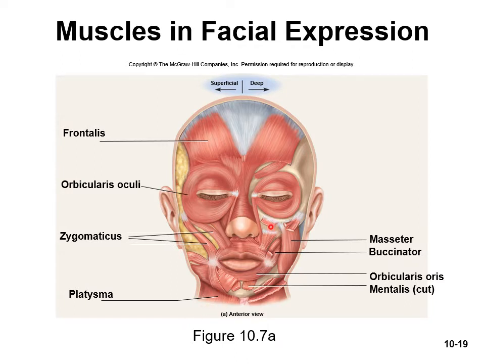You have the orbicularis oris, which is the circular sphincter muscle around your mouth. You also need to know the buccinator, which fits underneath, it's cut and it's underneath the masseter. The masseter is this large muscle here that is used for chewing.